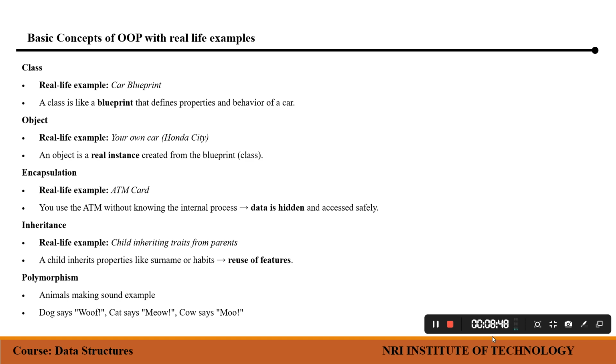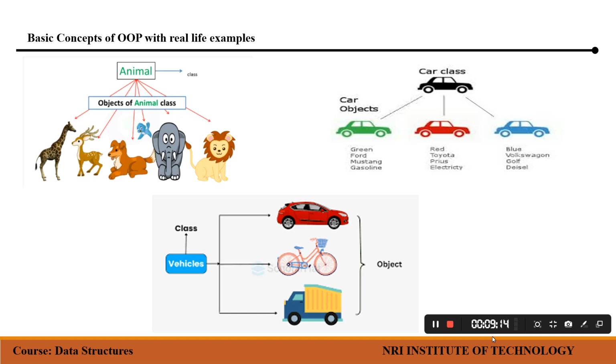Polymorphism means existing in many forms. So animals making sound, that is one example. Making sound means different animals make different sounds, but they make sound. Making sound action is one such example. A dog can make one sound, a cat can make another sound, a cow can make another sound, but making sound is common here. Next, so you can see more examples.